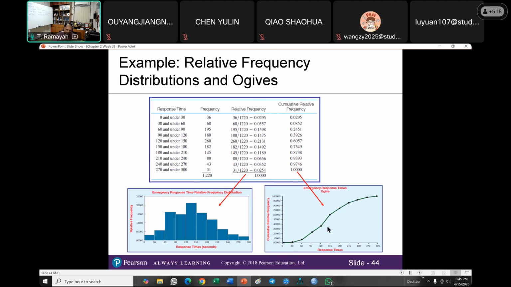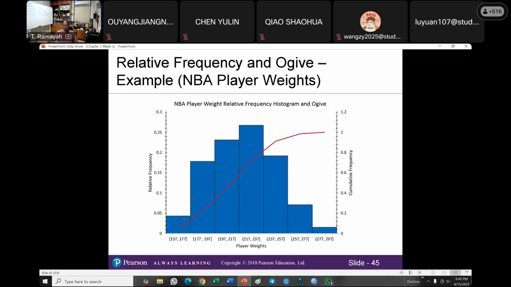And then we can draw this ogive. So we can have the histogram, and we can also draw the ogive on the histogram. This is something we can do to see the increase. So this is superimposing your ogive on your histogram.